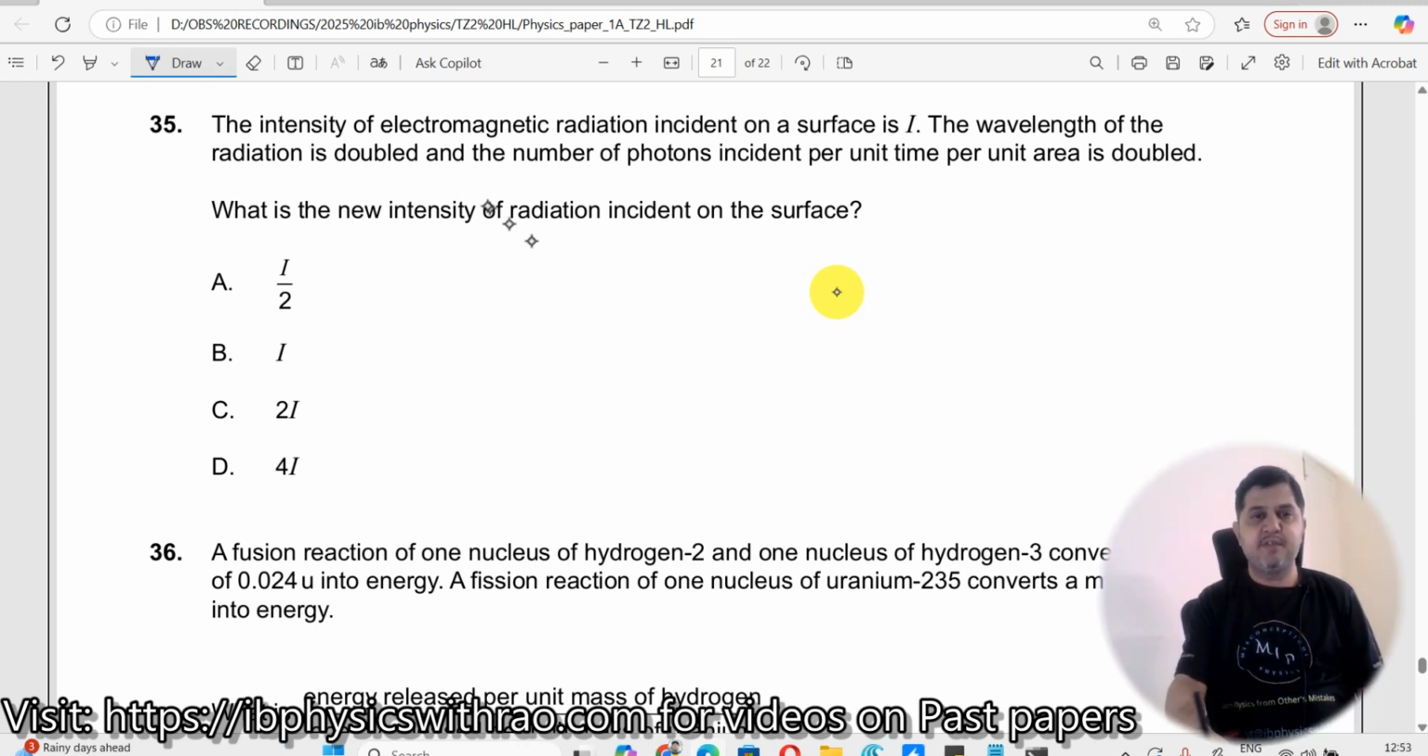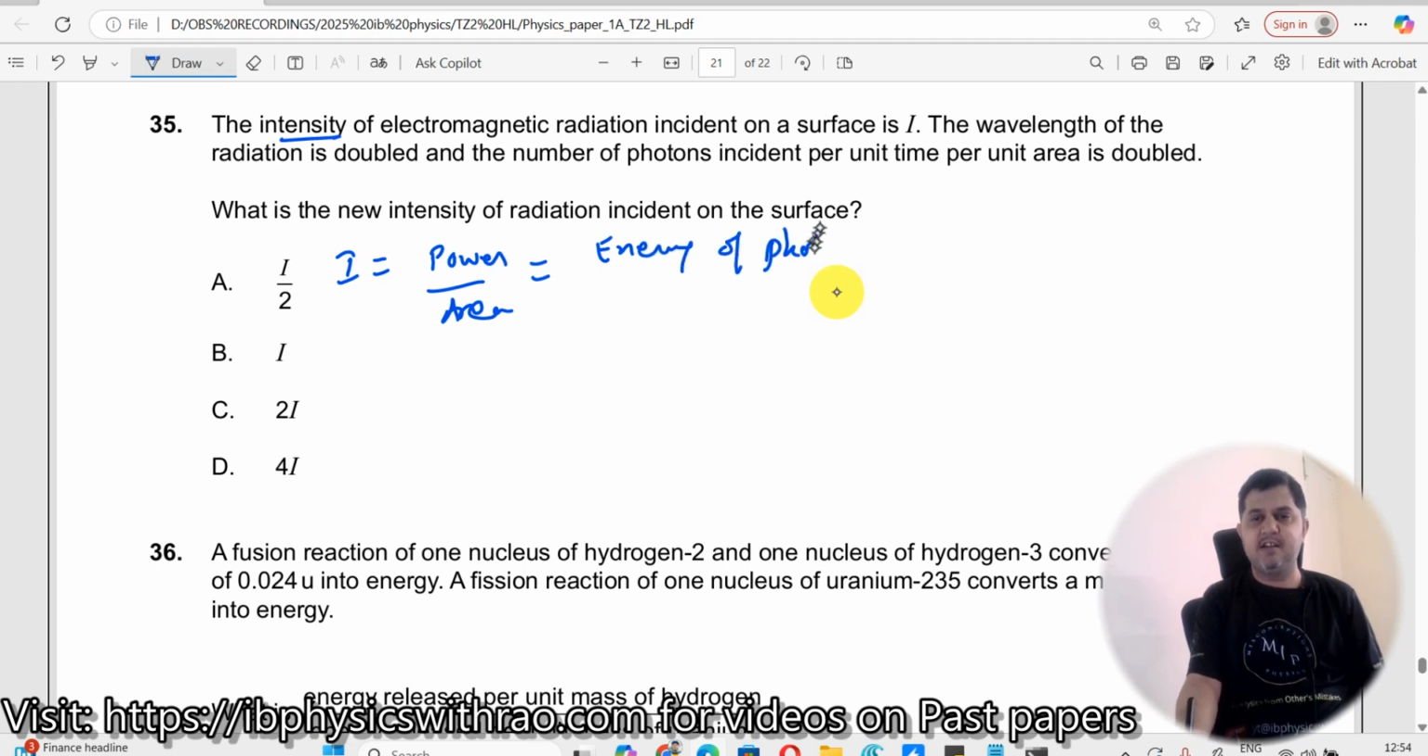Question number 35. The intensity of electromagnetic radiation incident on a surface is I. Now, intensity. What is intensity? Intensity is nothing but power divided by area. Or I can also say this is equal to energy of the photons per unit time per unit area.